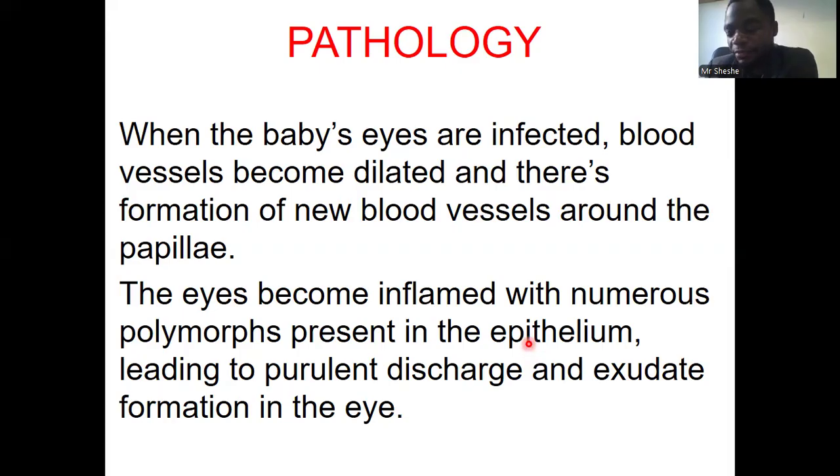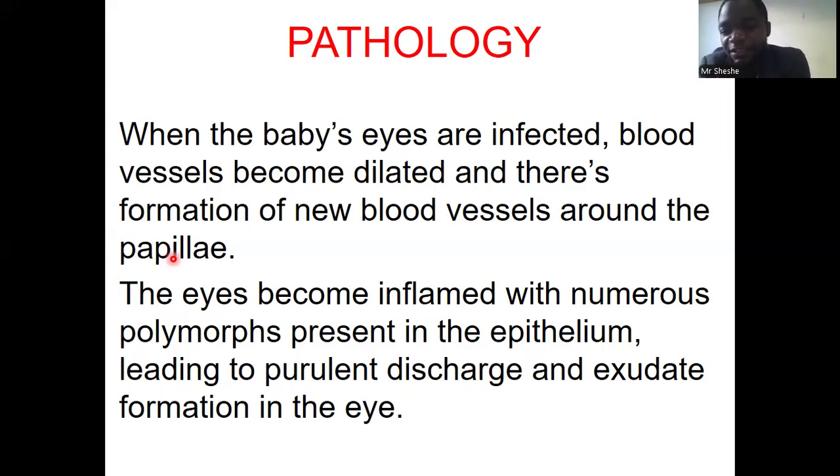So when the blood vessels dilate, that's when you see immune cells migrating from the blood vessels into the affected tissue, which is the actual simple columnar epithelium. So you see it surrounding the papilla and so on. With papilla, we're talking about the tissues that suspend the lens. So eyes become inflamed, meaning the immune system is reacting now.